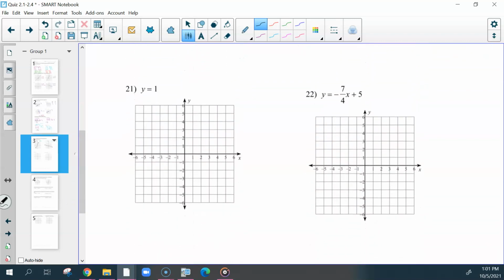For 21, remember your koi box. Since this is a y equals, this is going to be a horizontal line at y equals 1. So start there and then make that a horizontal line.